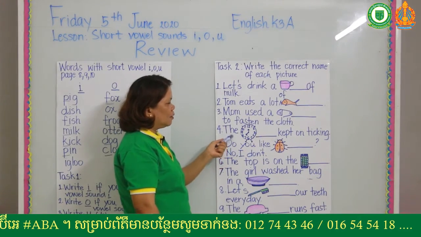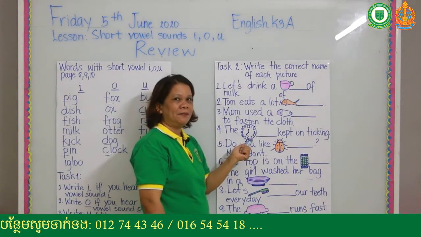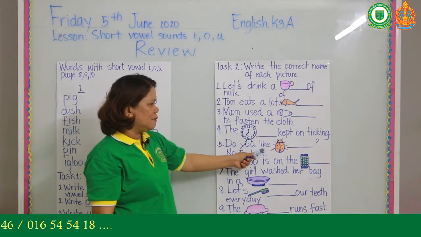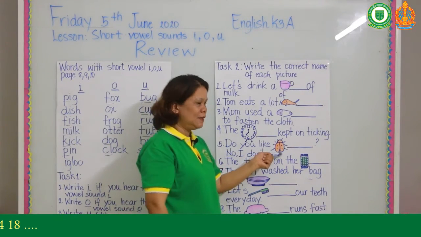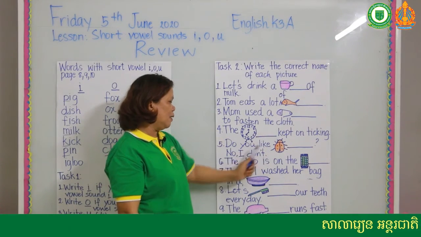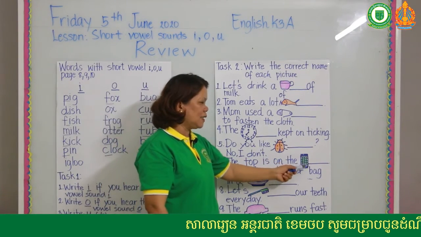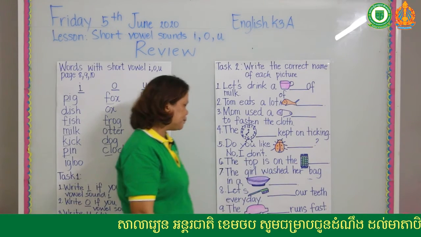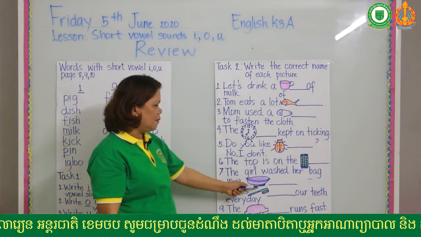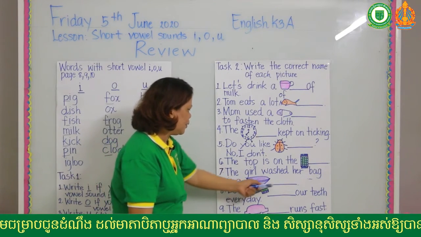Number 4, the blank kept on ticking. What's the name of this? Okay, you can find this at your book. Number 5, do you like, what's the name of this? Right here. Do you like a blank? No, I don't. And number 6, the top is on the, what's the name of this? Right here. Number 7, the girl washed her bag in a, what's this? I told you a while ago. What's this? You write here.